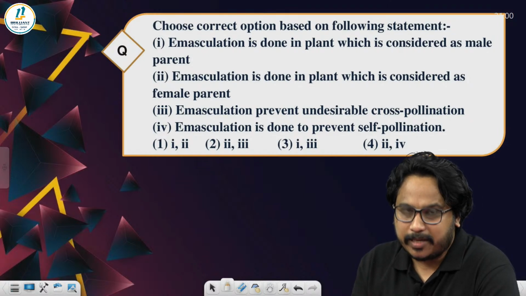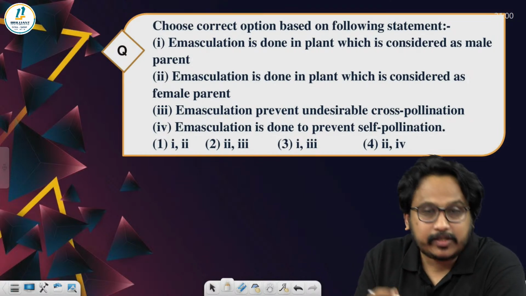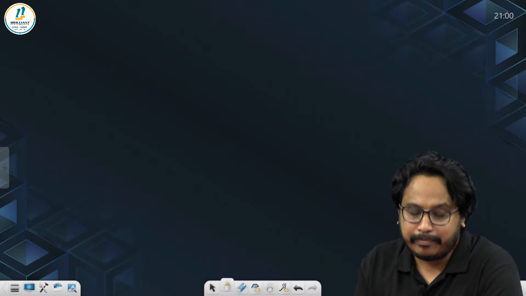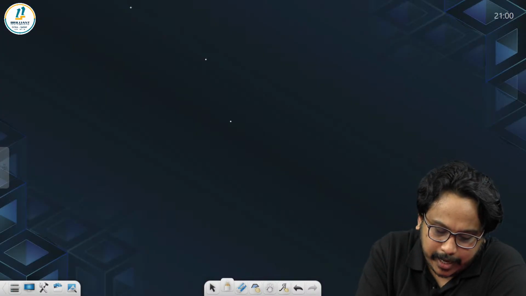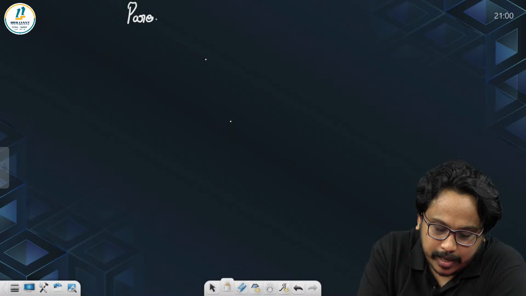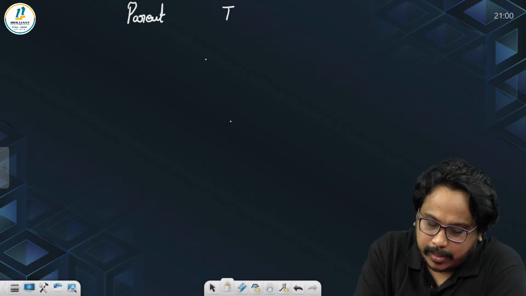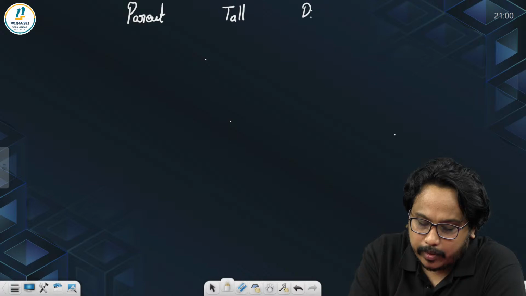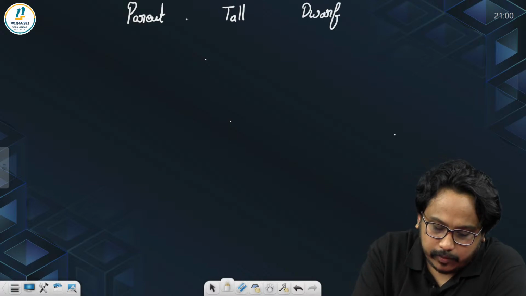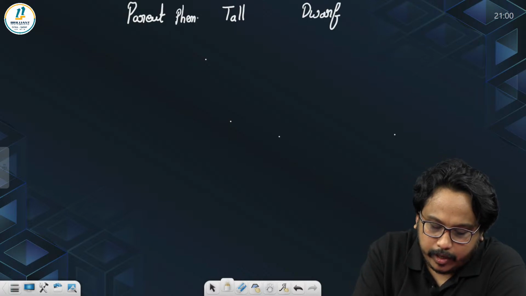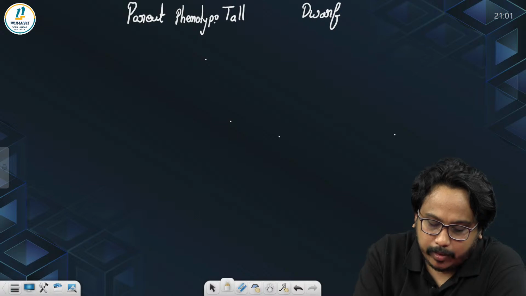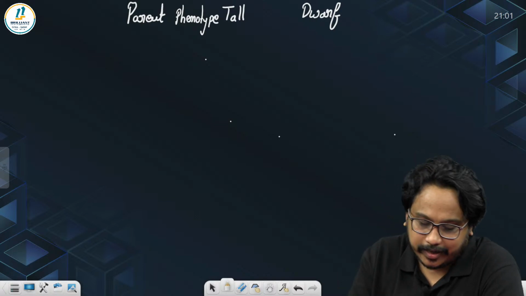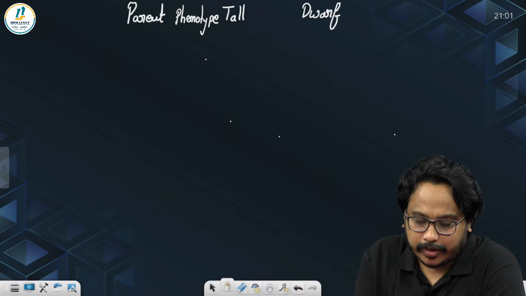So there was an experimental procedure. You know that the first step in his experiment was selection of pure breeding parents. For example, stem height. He was taking a pure breeding tall and a pure breeding dwarf. This was the phenotype of the parents. He did not know the genotype.